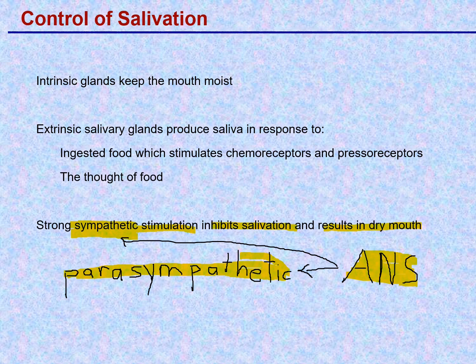So, the salivary glands produce saliva in response to taking in food or thinking about food. The food that is taken in can stimulate chemoreceptors and pressor receptors in the gastrointestinal tract. Pressor receptors respond to the pressure, the mechanical widening or stretching of the GI tract.